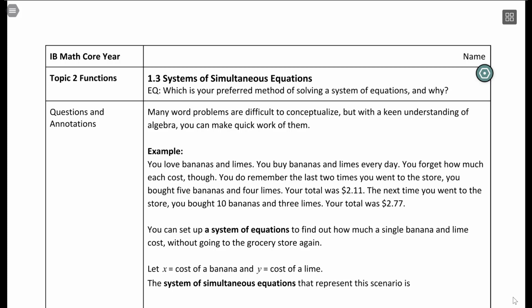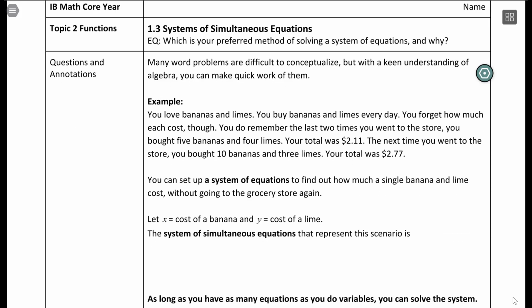Now you can set up a system of equations to find out how much a single banana and lime cost without going to the grocery store again. And we do that with a system of simultaneous equations. Let's go ahead and let x equal the cost of a banana and y equal the cost of a lime. So let's see how we represent this scenario. The first time we went to the store, we bought 5 bananas, so that's 5 times the cost of banana x, and 4 limes, adding that together. 5x plus 4y, and that gives me a total of $2.11.